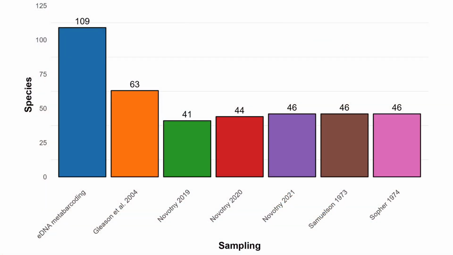And from there, after doing the bioinformatics and analyzing it, I was able to find a total of 109 species thus far for the Humboldt Bay. And when this is compared to traditional sampling methods that have taken place over the past 50 years, many of the traditional field collections weren't able to quite reach that same number.